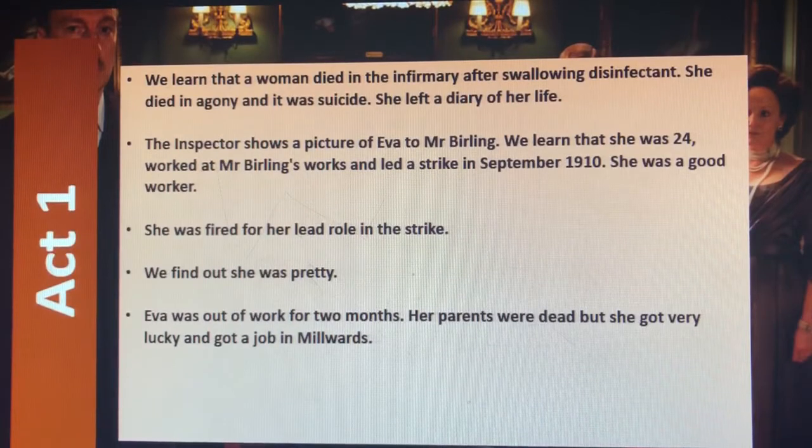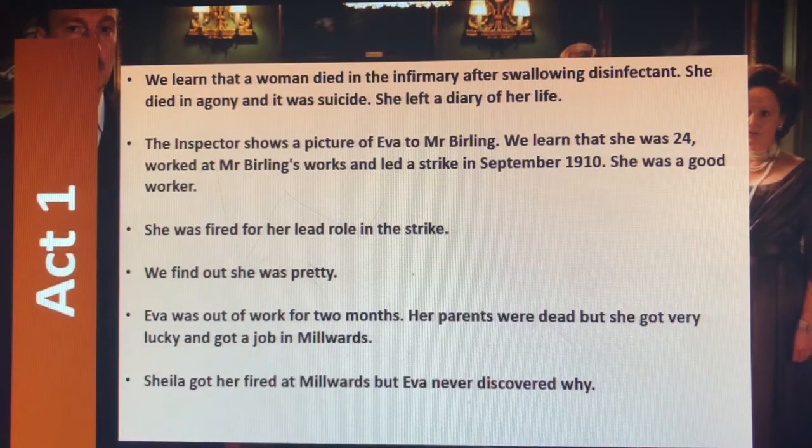Eva was then out of work for 2 months. Her parents were dead, but she got very lucky and got a job at Millward's. Sheila then got her fired at Millward's, but Eva never discovered why. And Eva Smith changed her name to Daisy Renton.